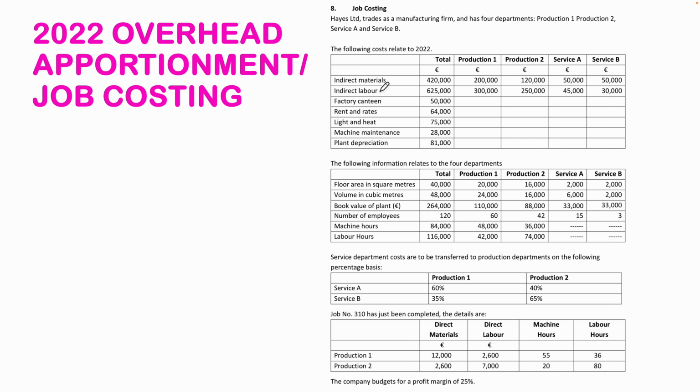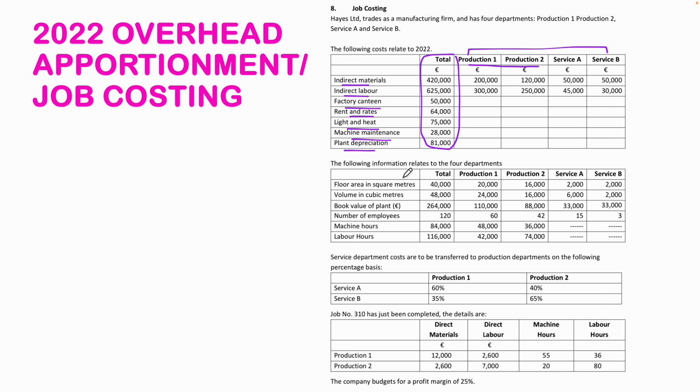So here we've got indirect materials, indirect labour, factory canteen, rent and rates, light and heat, machine maintenance, plant depreciation. You can see the total costs here, and here you can see the 4 departments. So the first 2 are the production departments, second 2 are the service departments. And so service departments can be a maintenance department, finance department, any kind of service department at all. They're the departments that assist the production departments actually working. Okay, so service departments are there to support the production departments.